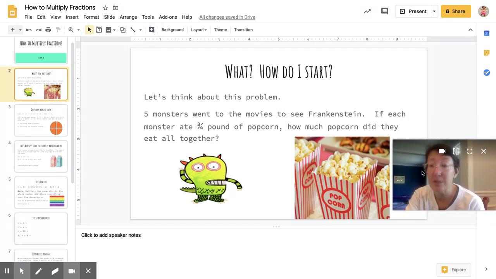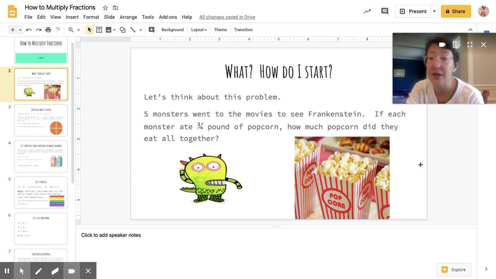Well, let's think about this problem. And by the way, I'm very proud of my little slideshow that I made. You have 5 monsters, and you went to the movies to see Frankenstein. If each monster ate 3/4 pound of popcorn, how much popcorn did they eat altogether? Well, you could do a repeated addition problem, which is probably what you were already thinking. But I want us to start multiplying and not using repeated addition.